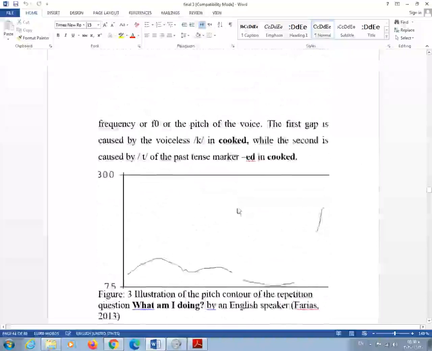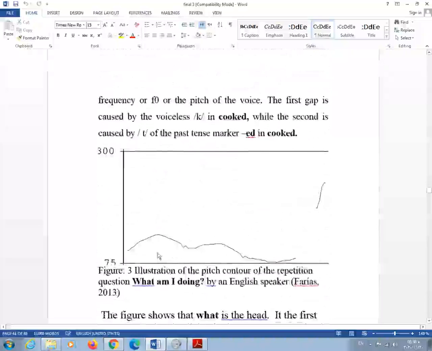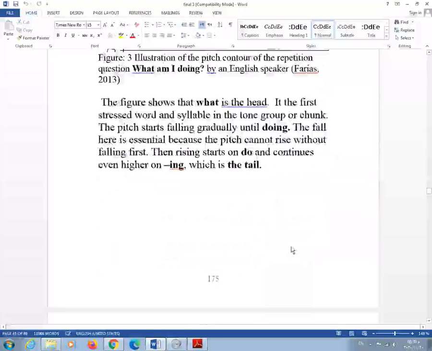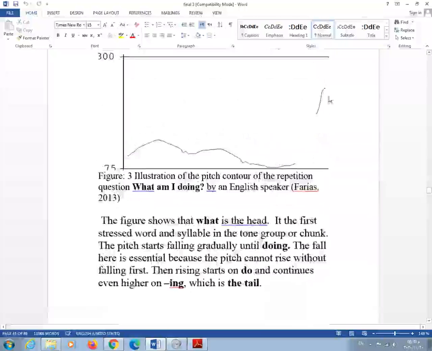Okay. Let's see another example. This is for repetition. What am I doing? What am I doing? I am repeating a question here. Someone asked me what I am doing, so I say to him, what am I doing? Okay. And look at the tail, doing. So the figure shows the "what", which is the head. And it is the first stressed word here, as you see, what.